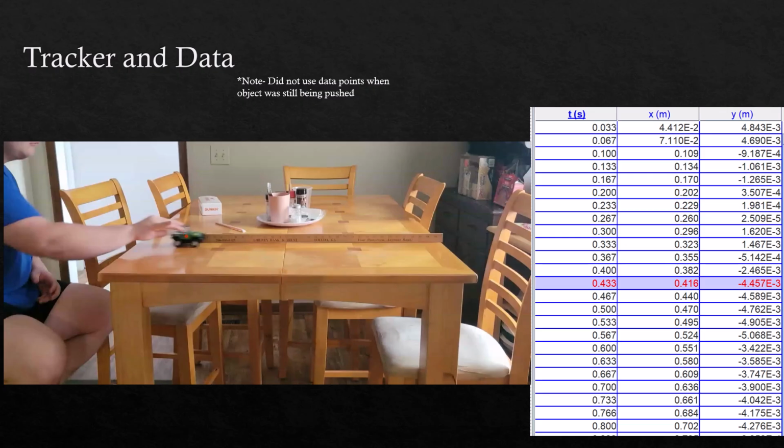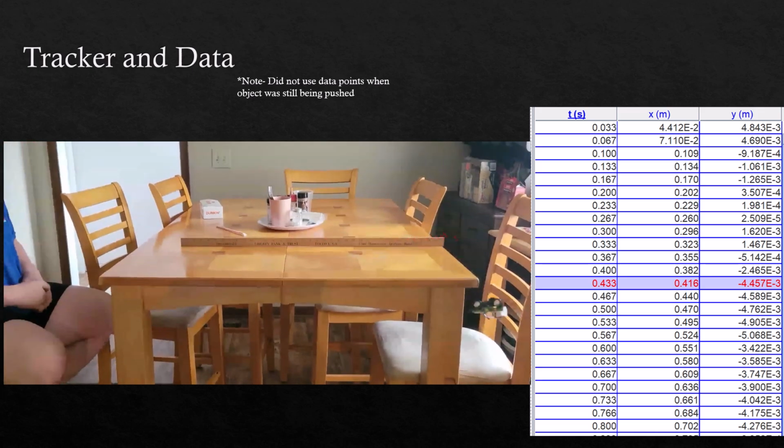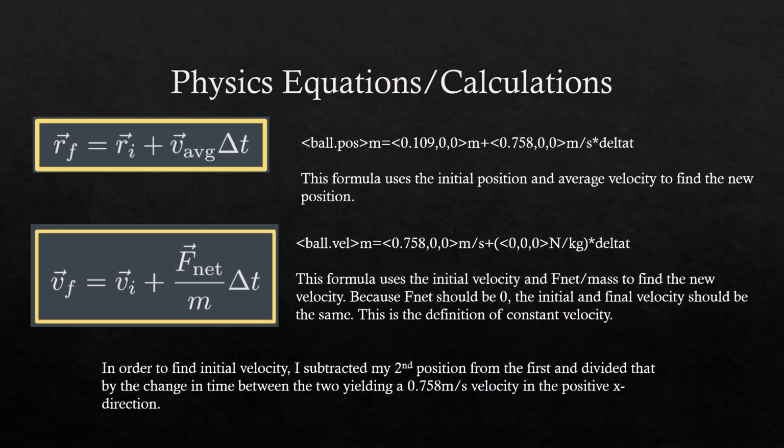This is my Tracker data and the video. These are my equations and calculations.